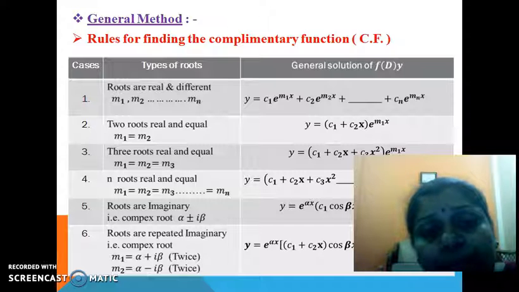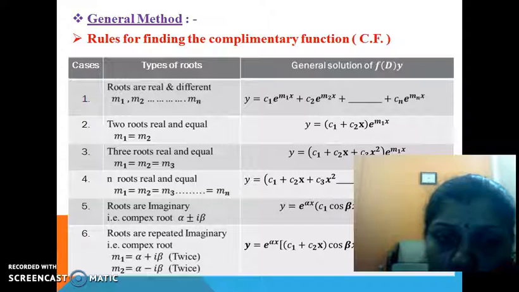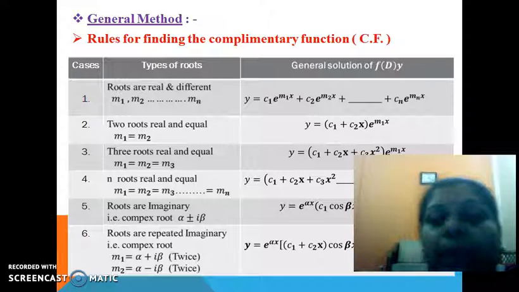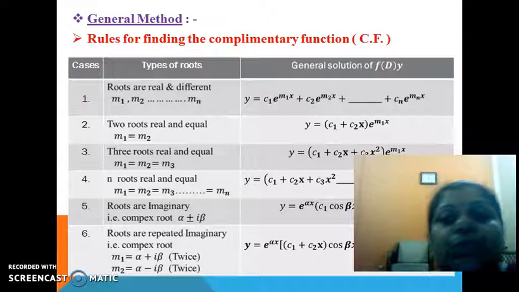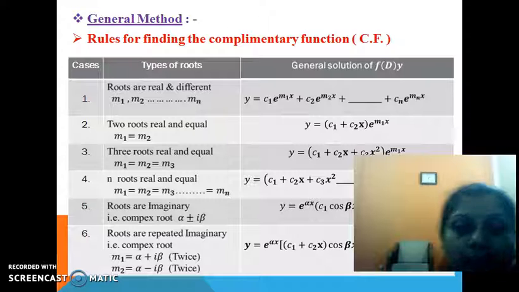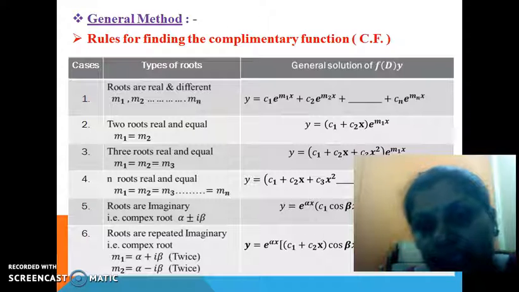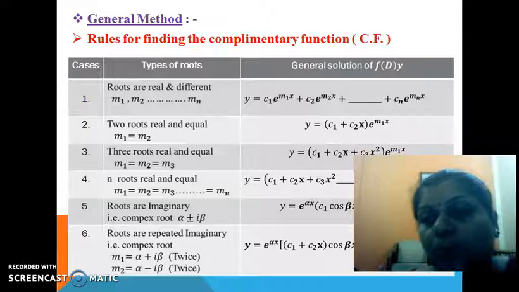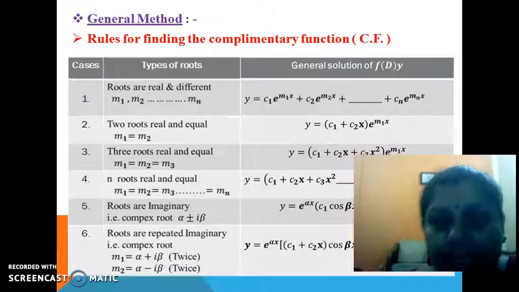When n number of roots are real and equal, that is m1 = m2 = m3 = m4 and so on = mn, then the general solution of f(D) y can be represented by y = (c1 + c2 x + c3 x^2 + and so on + cn x^(n-1)) e^(m1 x).